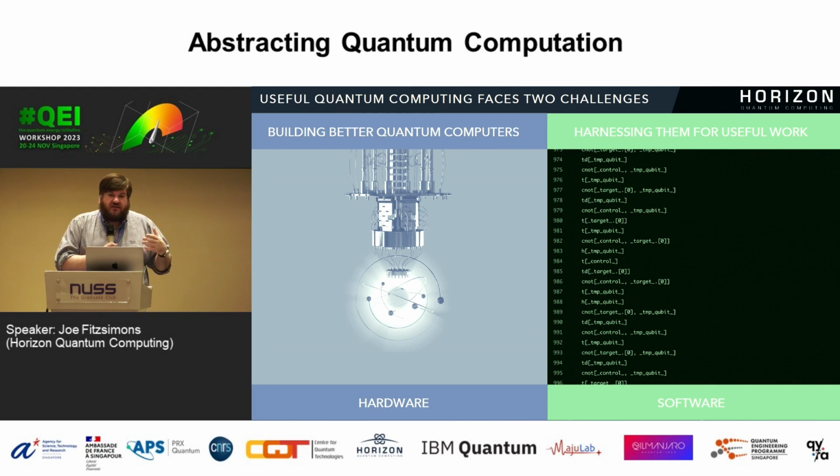Because the reality is, even if we had 1 million error-corrected qubits tomorrow, using them to do useful work, okay, we could factor large numbers. There's a bunch of things we know how to do, but there's a lot of things we don't know how to do. So how do we get to a situation where we can use them for a broader range of tasks?